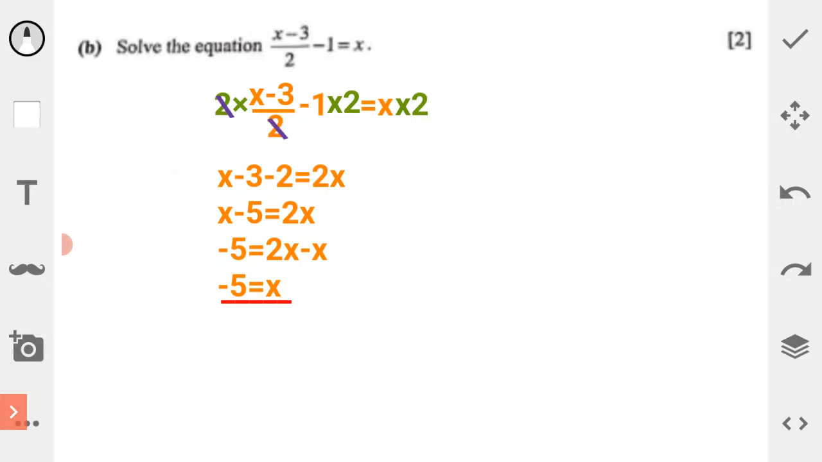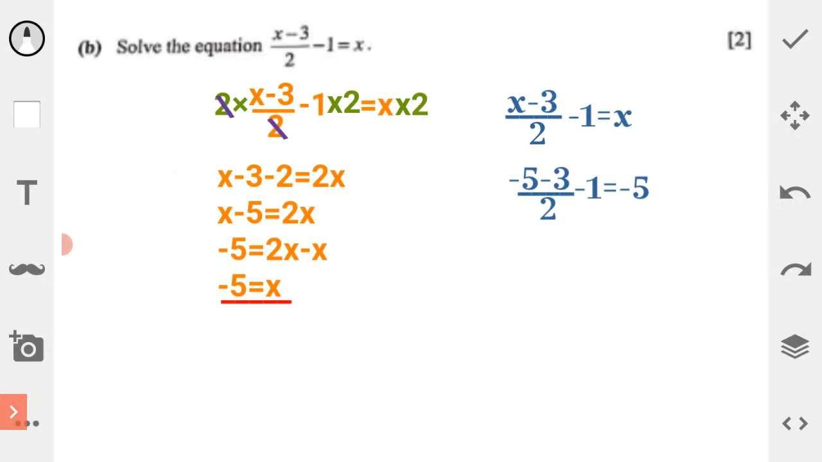So I'm going to go a bit further by proving that the negative 5 I've gotten is the correct answer. So what do you do? I'm going to rewrite the entire question. Okay, that's the question we are asked. Where there is x, I'm going to replace x by negative 5, because we have found that negative 5 is the value of x. So I'm going to write negative 5 minus 3, over 2, minus 1 is equal to negative 5. As you can see, I've just replaced x by negative 5.